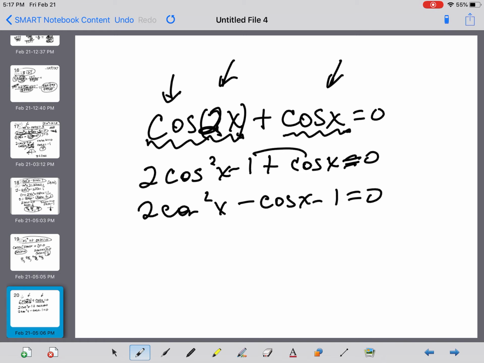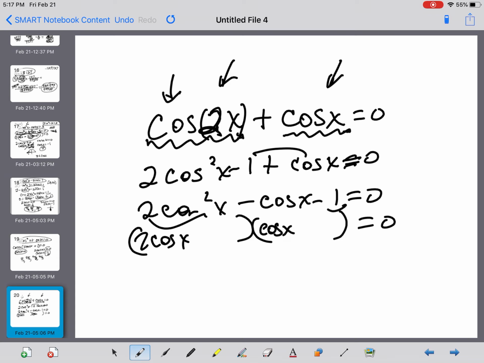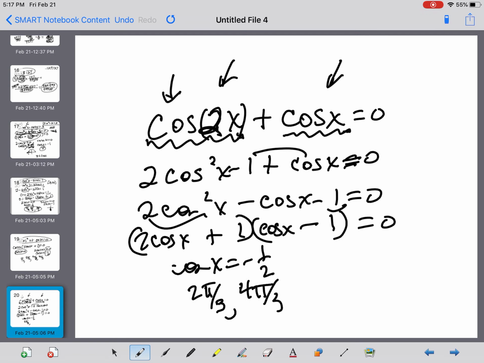I'm going to rearrange it so I can factor. 2 cosine x times cosine x, factor the front, factor the back, figure out your signs. Sorry, it'll give me cosine x equals negative 1/2, which is 2 pi over 3 and 4 pi over 3. And this one's going to give me where cosine x is 1, which happens at 0.